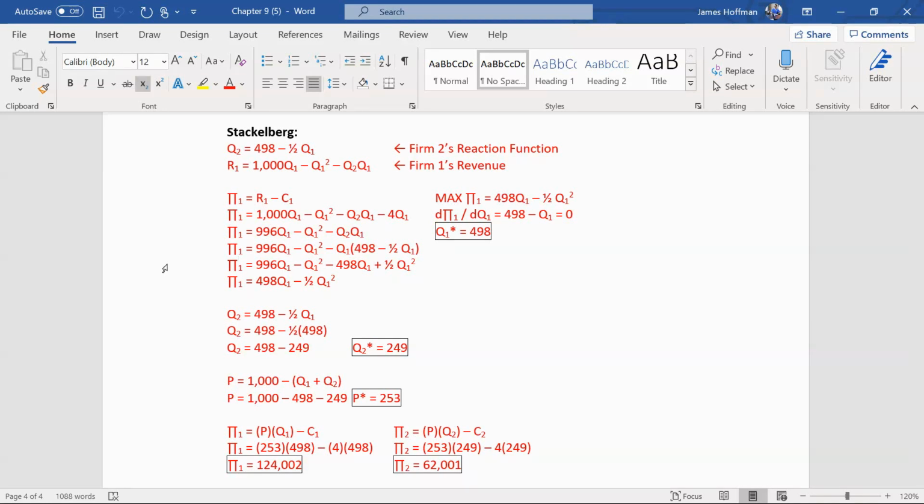Do a little algebra. 996 Q1 minus Q1 squared minus 498 Q1 plus 1 half Q1 squared. And if you combine the like terms, you get 498 Q1 minus 1 half Q1 squared. Okay, so that is the profit function of firm 1. Let's maximize that with respect to Q1.